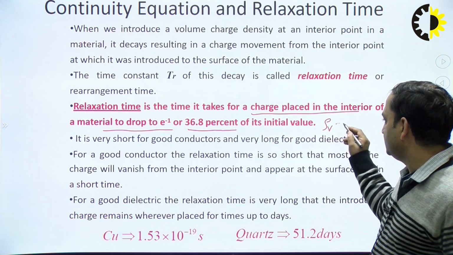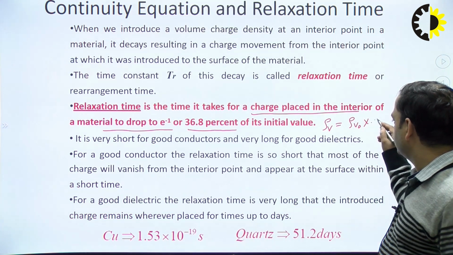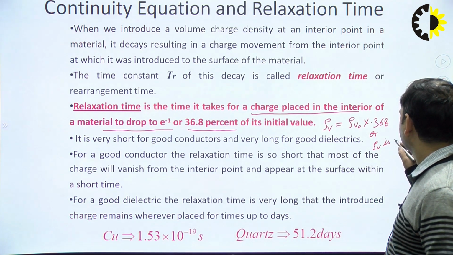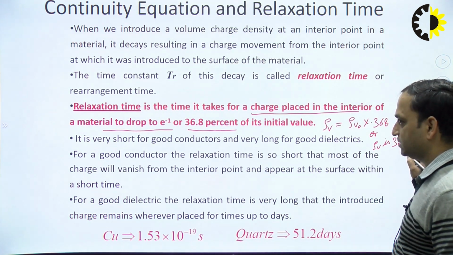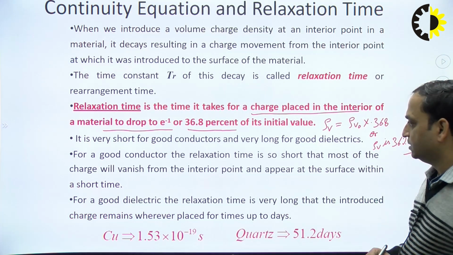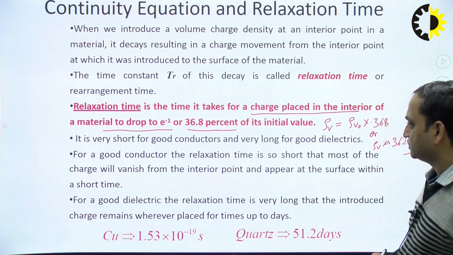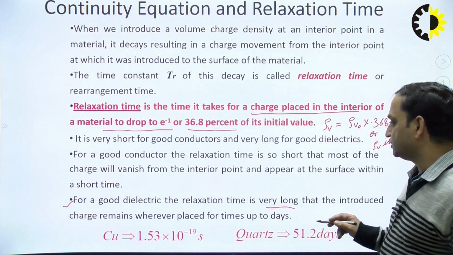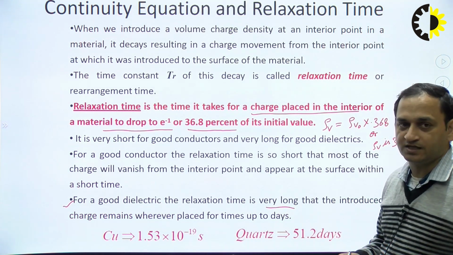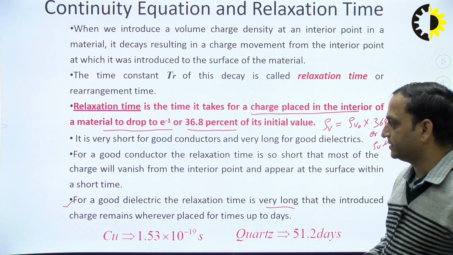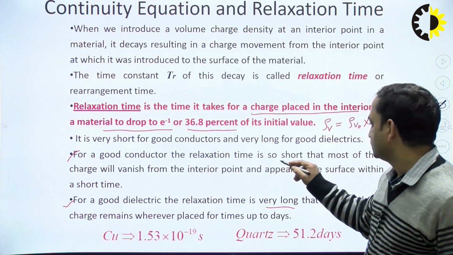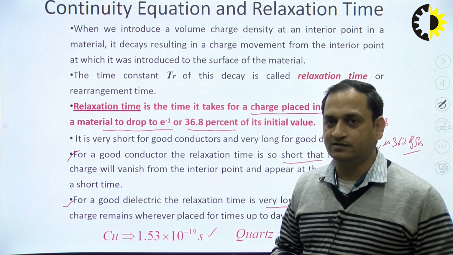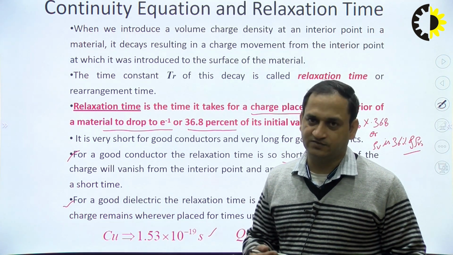So we can say rho v is equal to rho v naught into 0.368, or rho v is about 36% of rho v naught. This is the case for the relaxation time. It shows that for good dielectrics the relaxation time is very long, and the introduced charge remains for times up to days. But for good conductors, the relaxation time is so short, in microseconds or milliseconds, even 10 to the minus 19 seconds, which is far less than a microsecond or nanosecond.